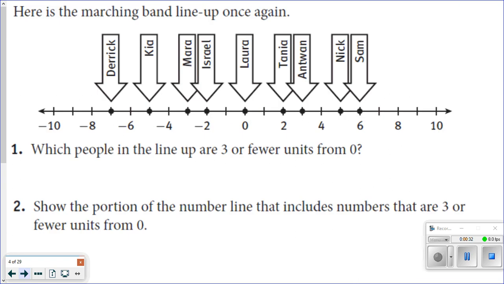So remember the marching band lineup? We're going to look at it again. Okay. So which people in the lineup are 3 or fewer units from 0? 3 or fewer units from 0. And I want you to write down all of their names.